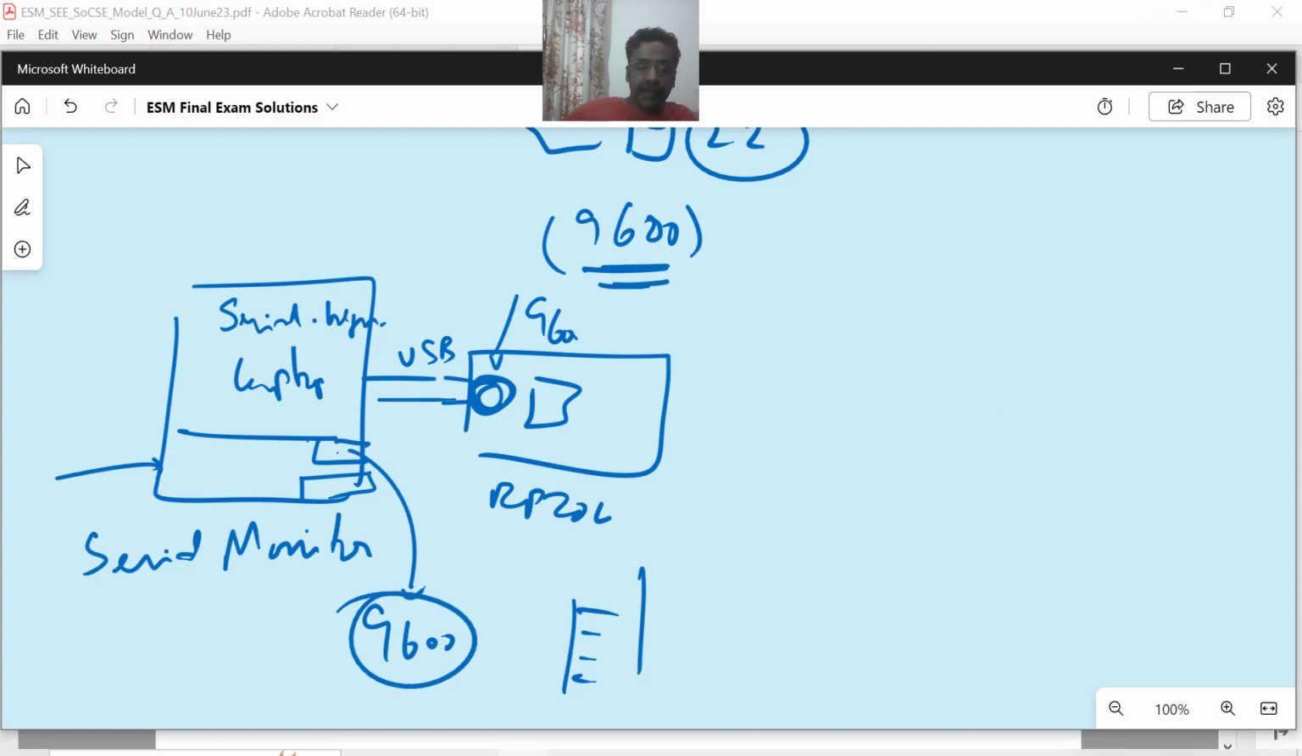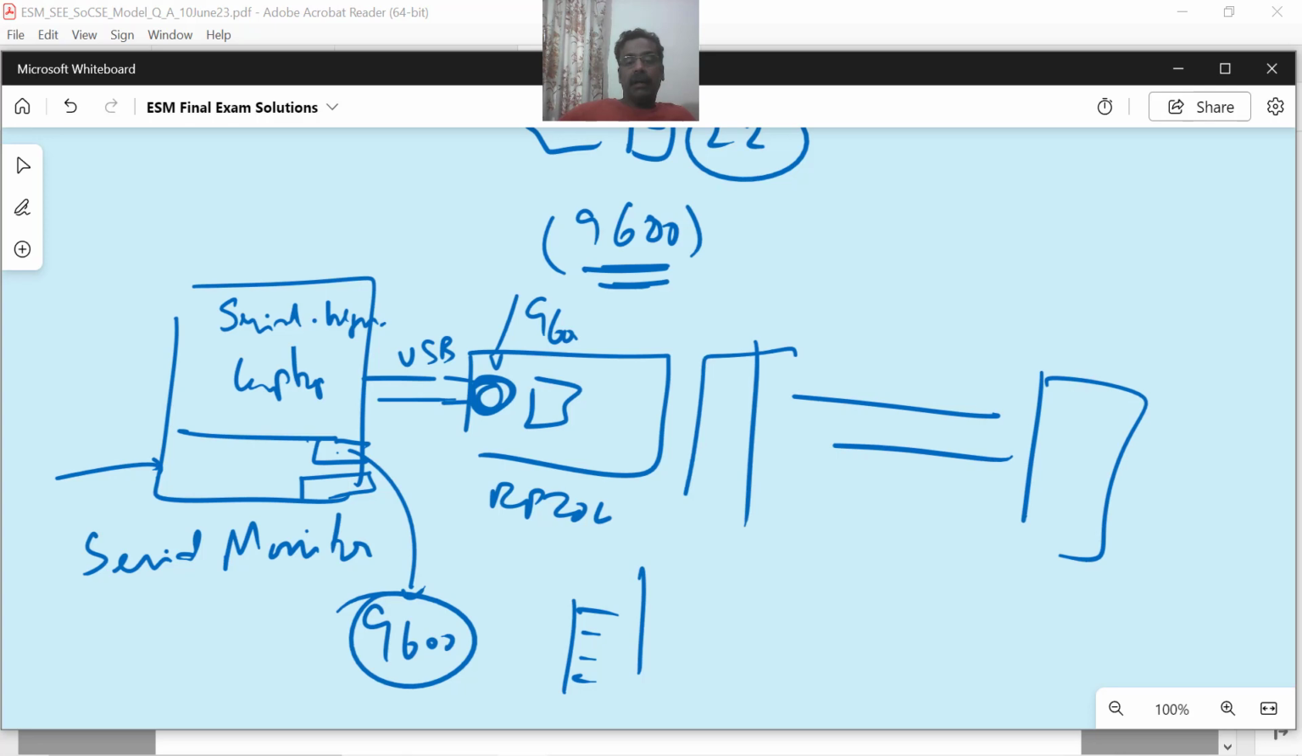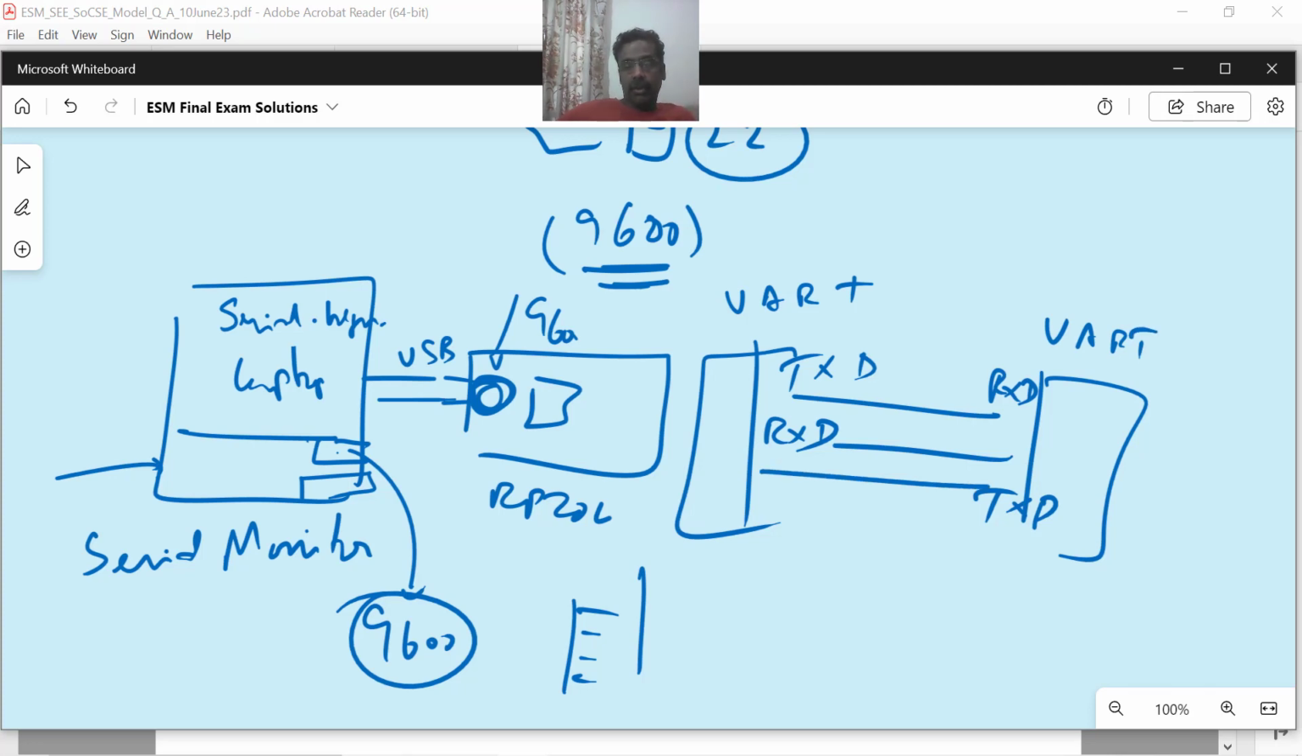Now, what is the significance? You can say that if two devices are communicating over a serial port, the signals are TXD on one side and RXD on the other side, and then RXD here, TXD here. So that's the difference between a UART device and the I2C device. Both are UART devices. It could be two different devices, or it could be the same device, UART 0 and UART 1.